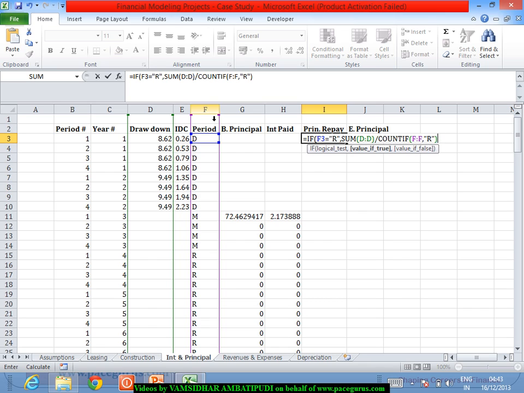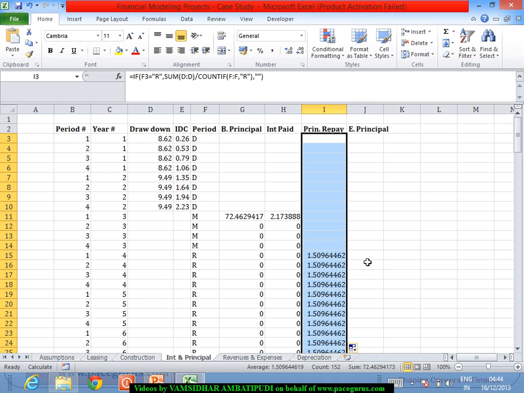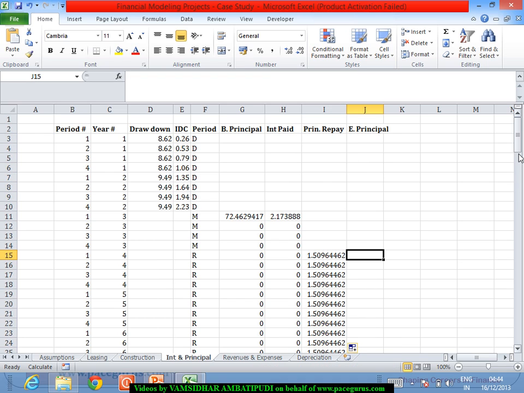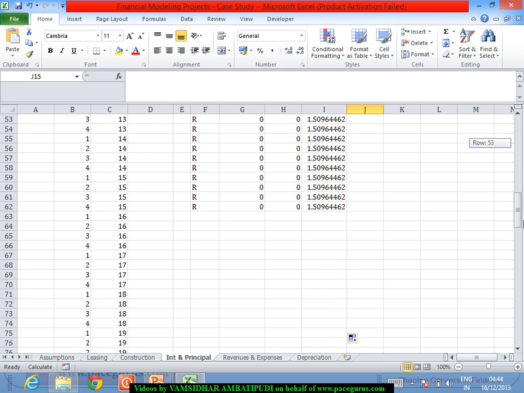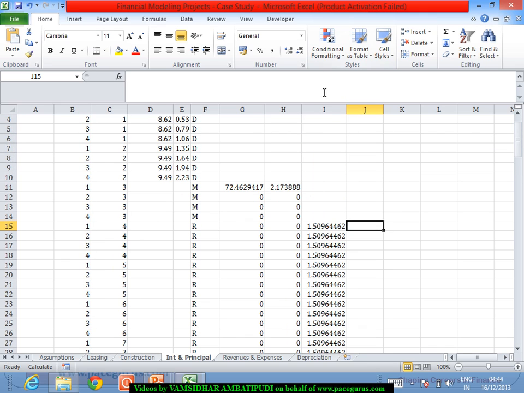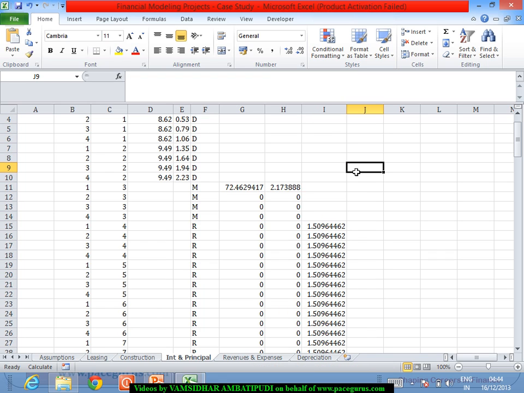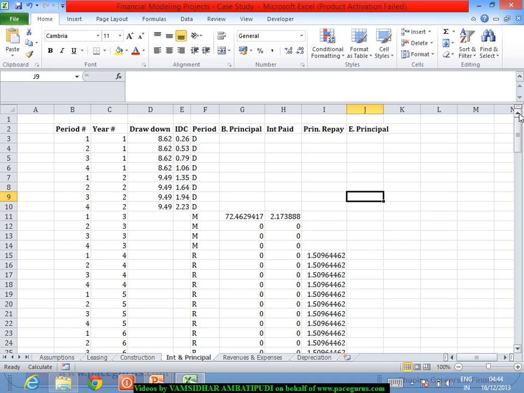So that much is the amount that I am going to pay every period, and if it is not equal to R, I'll simply put a blank. Okay, so by doing this, right from this year it is 1.5 that is going out as a principal repayment for each of the years. So basically, if I am adding all the principal repayment, it is working out to this 72.46, which is exactly the outstanding principal for us.